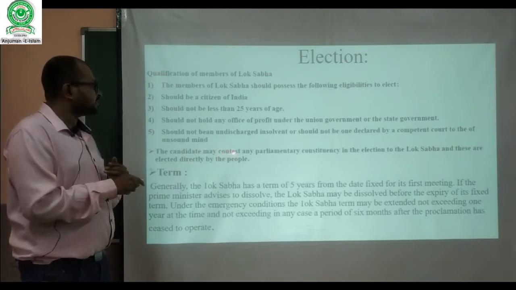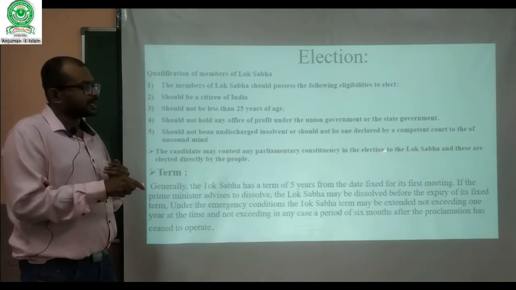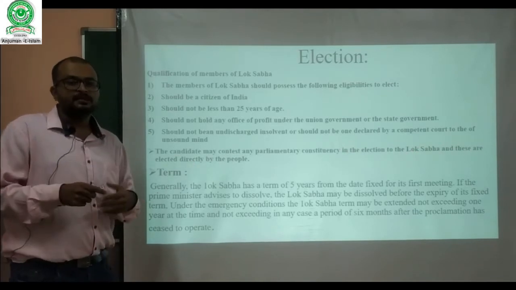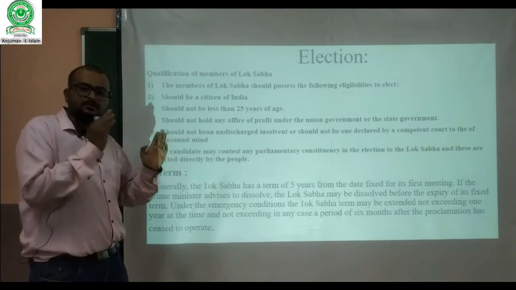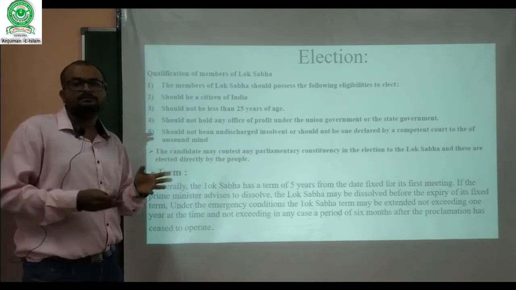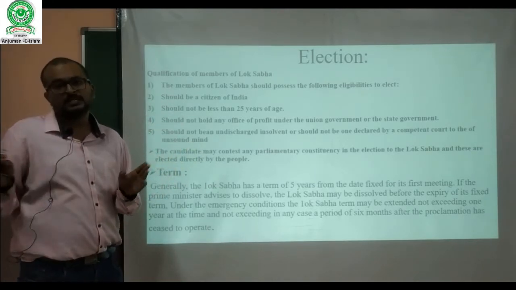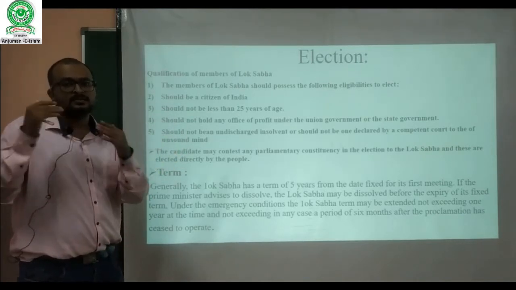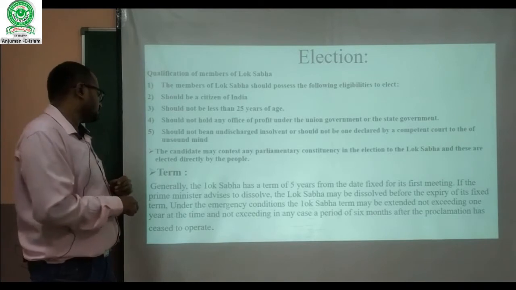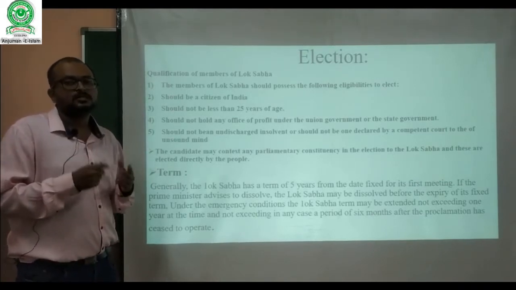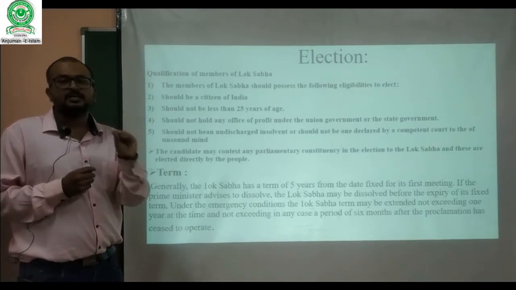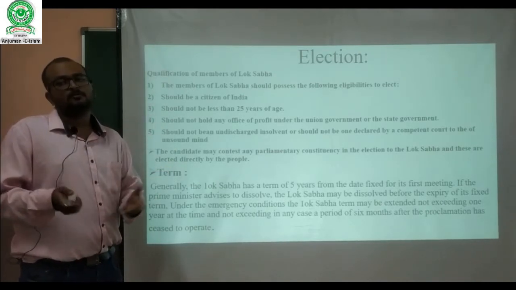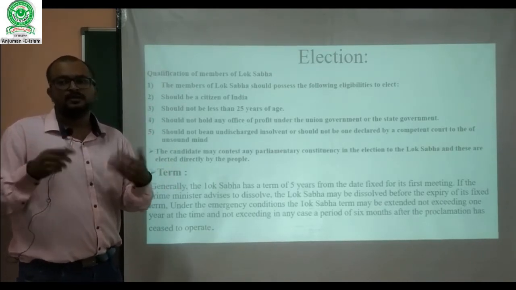The candidate may contest from any parliamentary constituency in the election to the Lok Sabha, and members are elected directly by the people. It means a person residing in one state can go and contest in another state. For example, our Prime Minister contested from Varanasi and our opposition leader Rahul Gandhi contested from Wayanad, though being from Delhi and Gujarat. Let's come to the term. The term of a Lok Sabha member is 5 years from the first meeting, though it may be dissolved by the majority of the ruling party to go for elections.